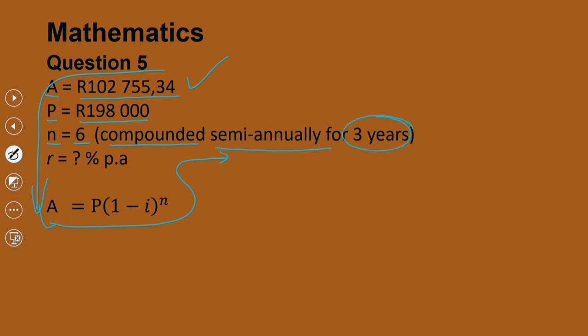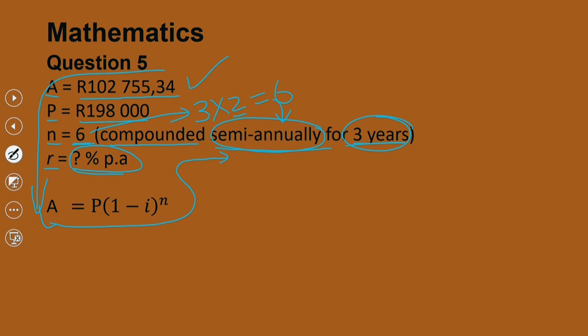Now you would ask me, but where does the 6 come from? Because the question spoke about 3 years. Very important. Every time you work with the number of years using compounding intervals, in this case they talk about semi-annually. This means we're going to take the 3 years and multiply it by 2, because semi-annually means it's compounded twice. So when you multiply by 2, that is why we get 6. And then R, we don't know what R is, percent per annum.